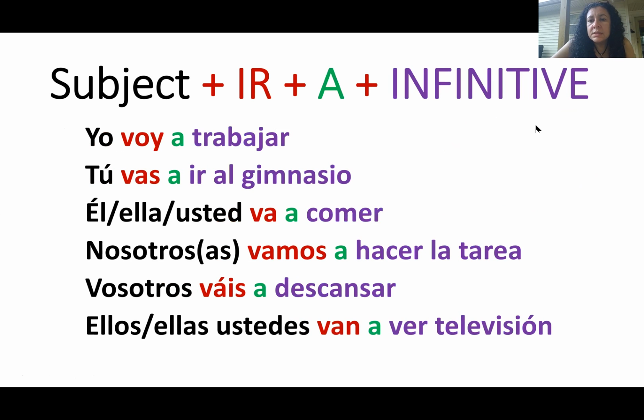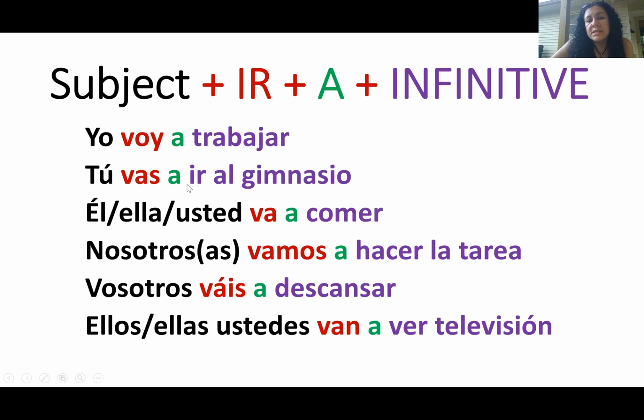The second piece is this formula that you guys see here: subject, the verb ir, which is obviously conjugated, and we see it in red, the preposition a, meaning to, and then an infinitive. In English, the idea is I am going to work, like you have it here. Yo voy a trabajar. This combination helps us express future.